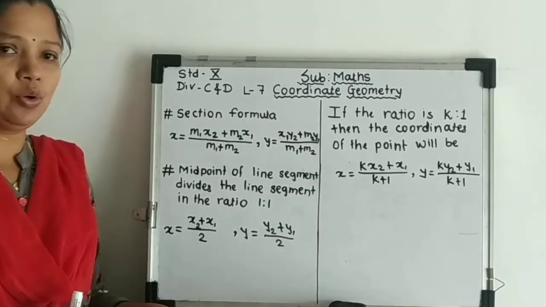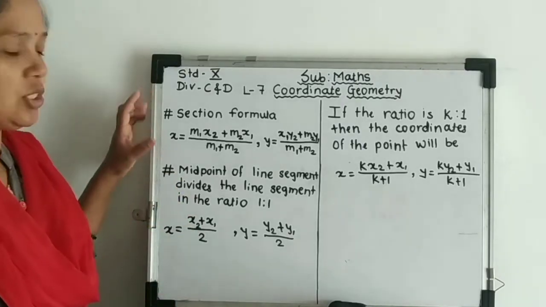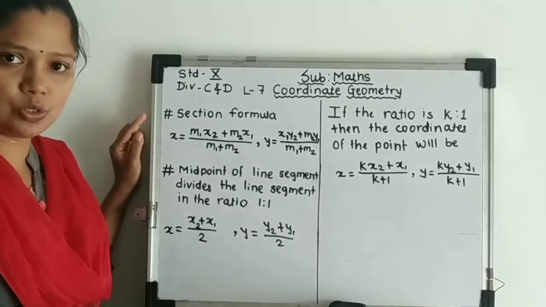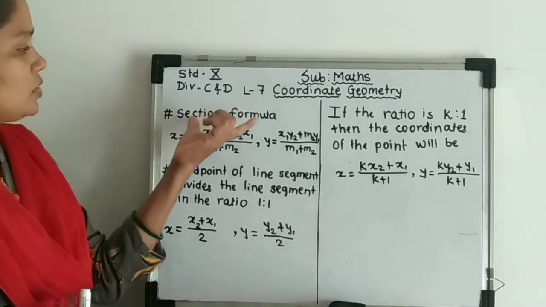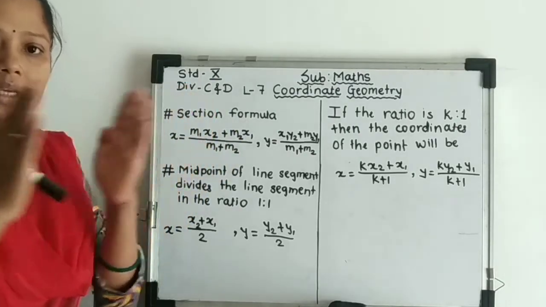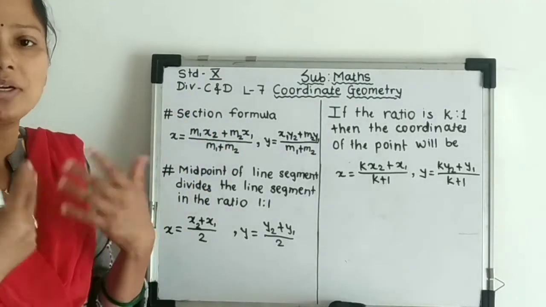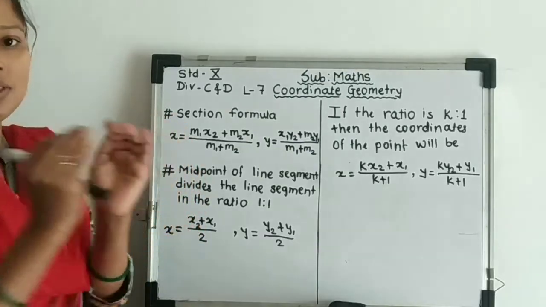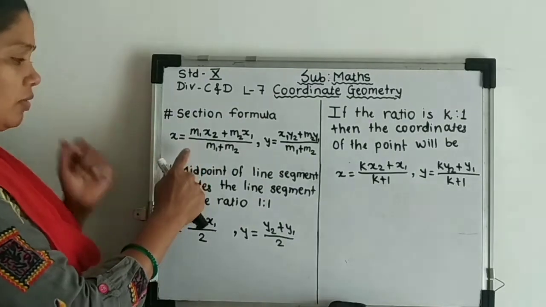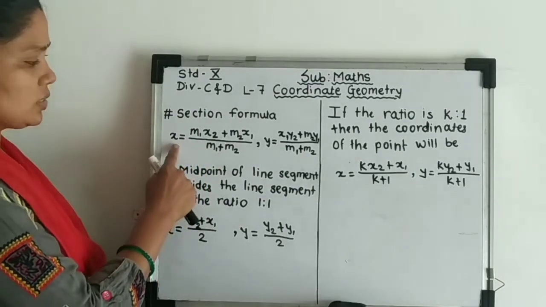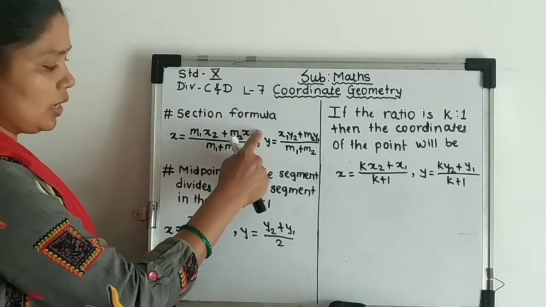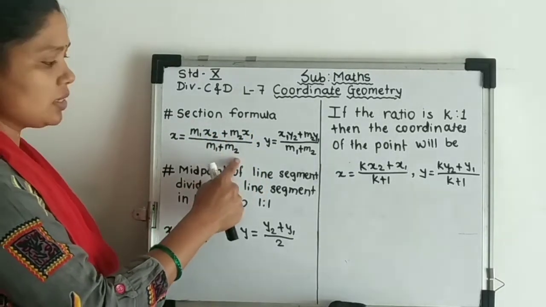In the earlier video we have derived the section formula, the simple formula we had seen. Even the distance formula we have seen. The section formula, what does section mean? Section means it makes two parts or three parts, right? Section means parts. So in this section formula, the x coordinate equals m1 x2 plus m2 x1 upon m1 plus m2.